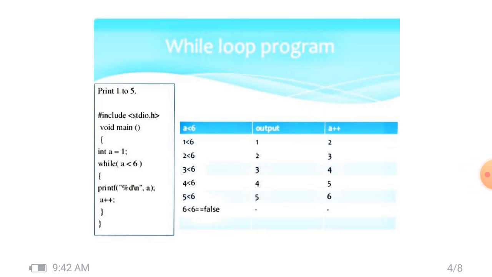Next, a plus plus. Now our a's value is 2. Then check the while condition: 2 is greater than 6. As the condition is true, it also prints the output 2. Then a plus plus, a is equal to 3. Then check 3 is greater than or equal to 6. Yes, the condition is true, print the value, and our output is 3. This is our while loop program.